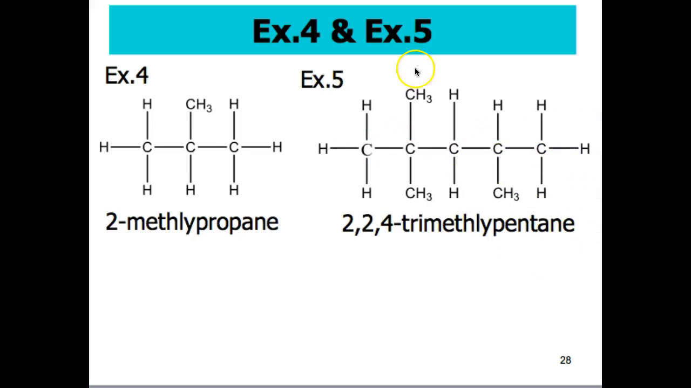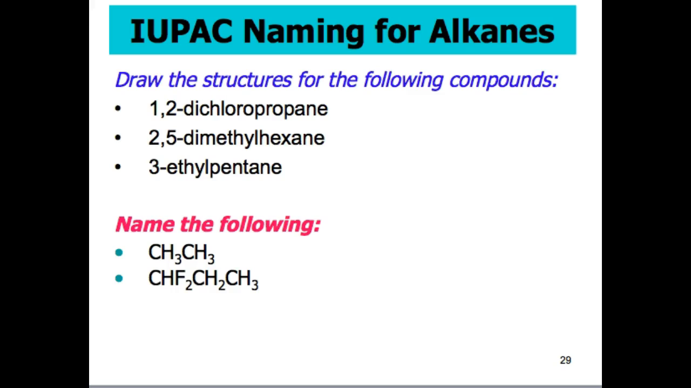On the pentane chain, I have a methyl group on the second carbon, another one on the second carbon, and one on the fourth. So it'll be 2,2,4-trimethylpentane. The dash, remember, indicates location number from the group, so they're separated by that hyphen. The commas separate when you have the same exact type of substituent group, you're just indicating the place on the chain. So you can take a second to pause the video and try to draw these structures and name these.